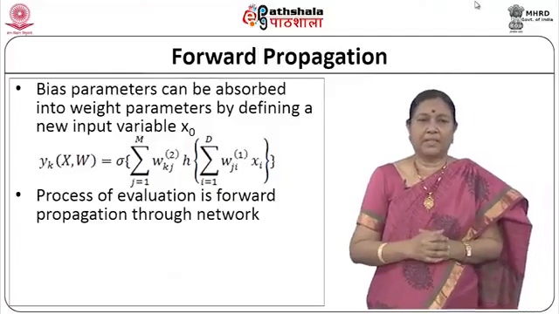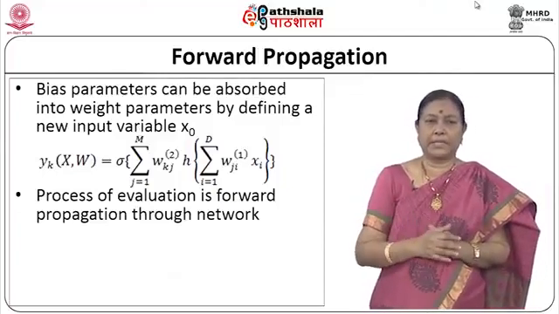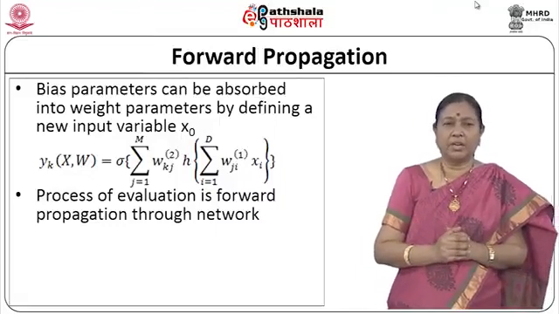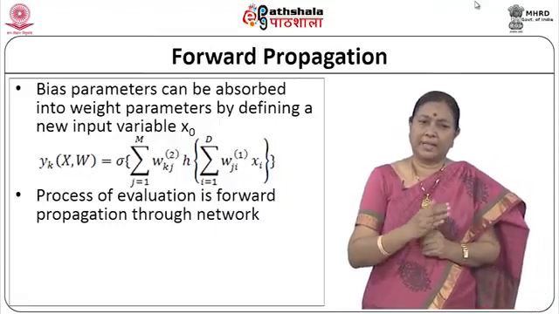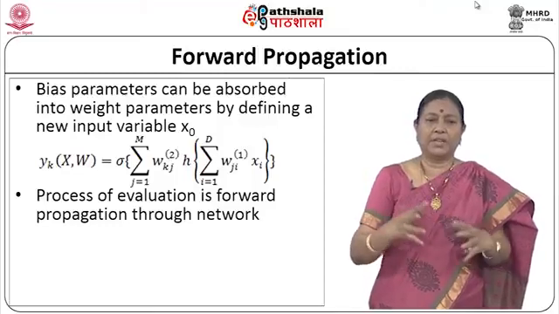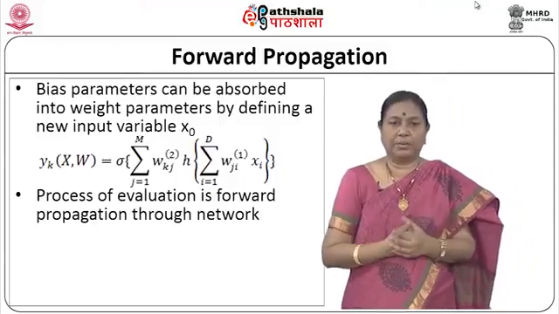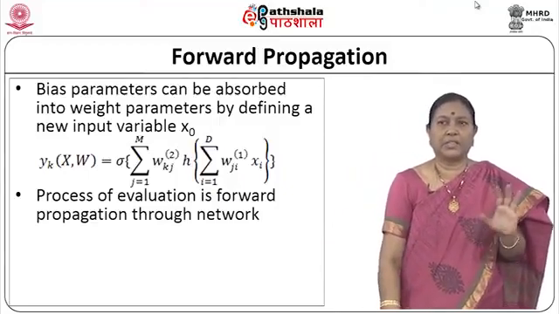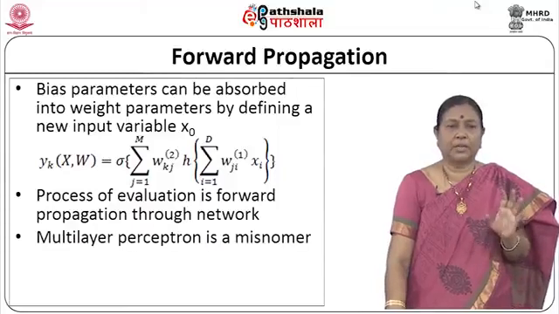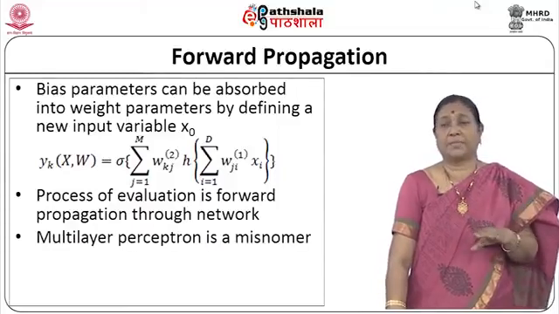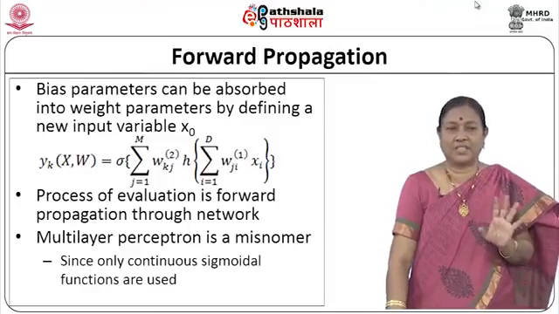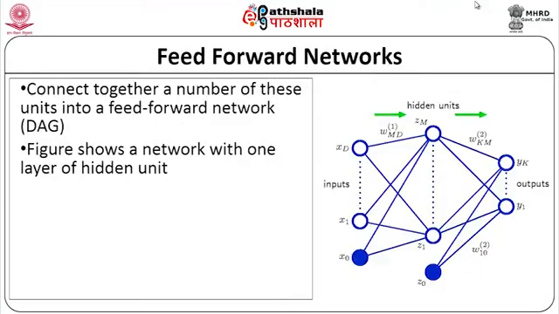So, in forward propagation, the bias parameters can be absorbed into weight parameters by defining a new input variable called x naught. So, here you have yk, the same thing, but instead of using separate weight parameters, we can absorb them by defining a new input variable. The process of evaluation is the feed forward propagation through the network. Multi-layer perceptron is a misnomer, since only continuous sigmoid functions are used. So, feed forward networks connect together a number of these units. It is again a directed acyclic graph.